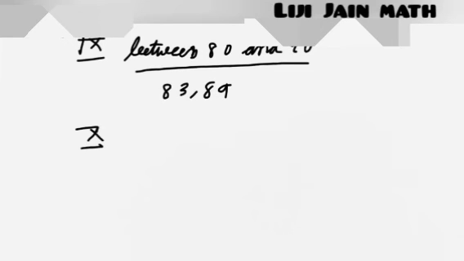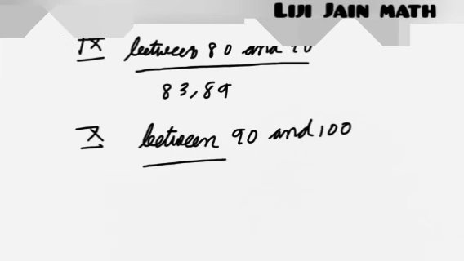Last portion, last Roman numeral 10. Here we are going to write the prime numbers between what? Yes, between 90 and 100. 91 is not a prime number. 92, 93, 94. Only one prime number is there between 90 and 100, and that is 97.